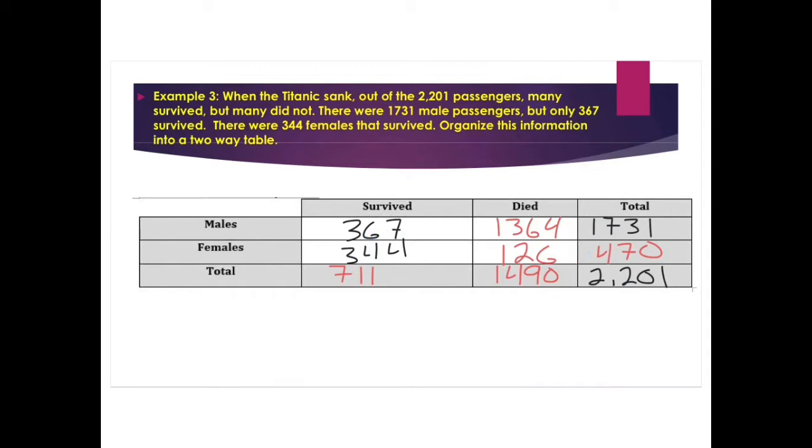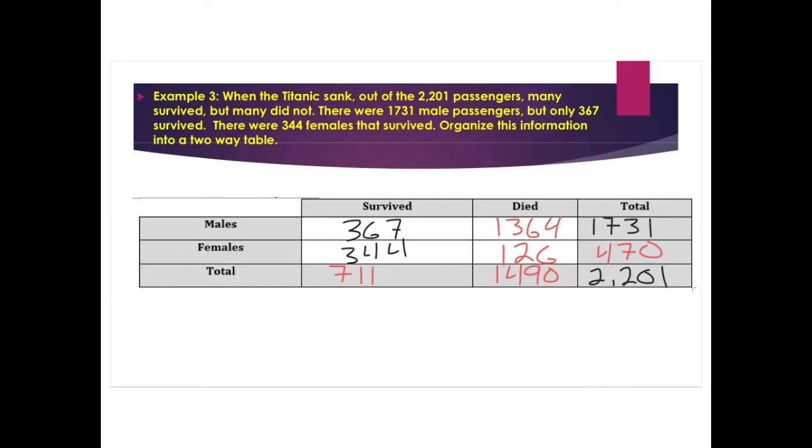Now I know that my total has to add to be 2,201, and I know that there was 1,731 men. So if I subtract that from our total, then I get 470 female total. We also know that 367 males survived. So again, if I subtract that from the total amount of males, then I get 1,364 males that did not survive. We know that 344 females survived. So again, if I subtract that from the 470, I get the 126 females that died.